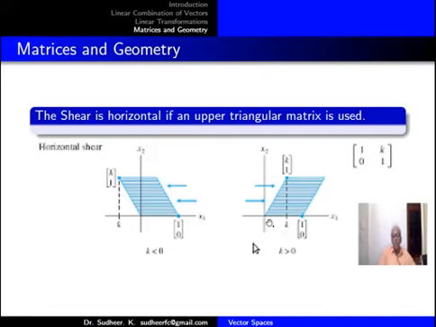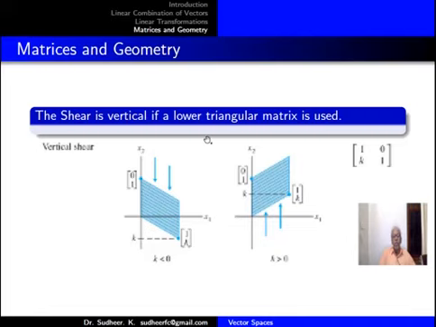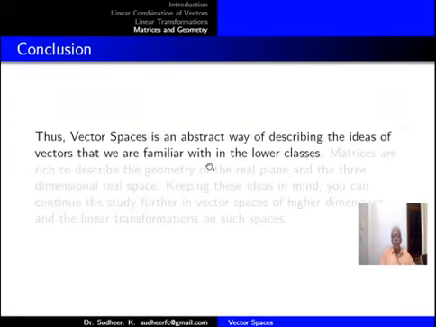So there is a process of image transferring using matrices. Matrices have one application in the field of image transfer. Okay, and the shearing can be made in a vertical way also. For that, lower triangular matrices are used.